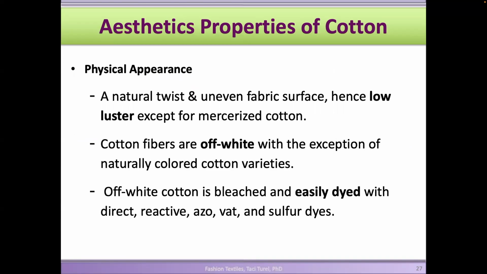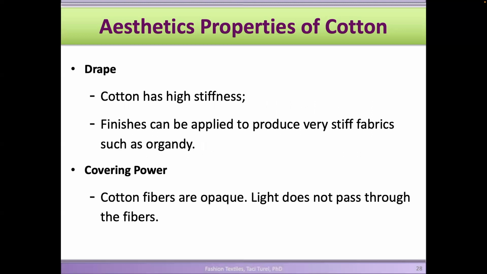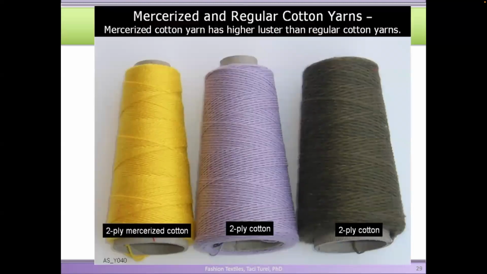Let's talk about some of the aesthetic properties of cotton. So again, they are dull. They're generally off-white, but they can be easily dyed, and we usually bleach them and then dye them to get nice colors. They're usually stiff fibers. Most cellulosic fibers are pretty stiff, so they don't have a lot of drape. They are opaque. They're not transparent. We can mercerize them to give a little bit more luster to them. So you can see these two cotton yarns are a little more dull. The yellow one is mercerized cotton.